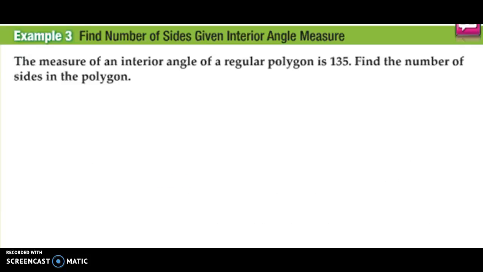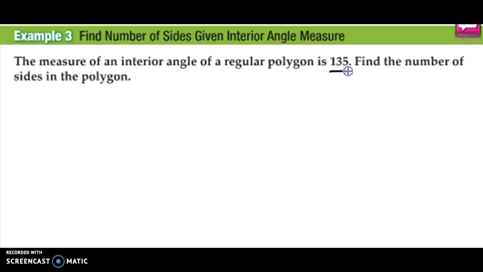All right. So we've looked at it when they give us the number of sides in our polygon, and we have to find the angles. So let's see if we can do the opposite. The measure of an interior angle of a regular polygon is 135 degrees. Find the number of sides of the polygon.